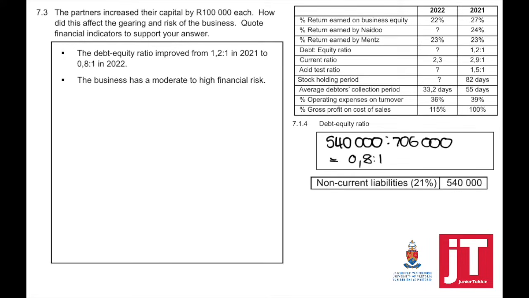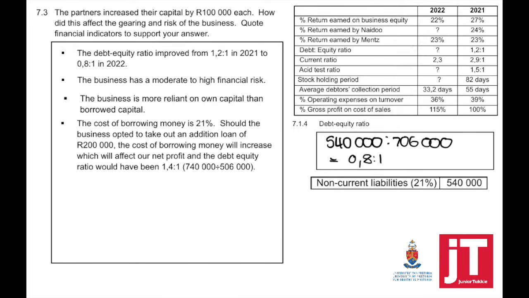The business has a moderate to high financial risk. But if we look at last year, they were more reliant on borrowed capital than owned capital, whereas this year, they are now more reliant on owned capital than borrowed capital. But it's still a moderate to high financial risk if we're looking at 0,8 to 1. Now, if we look at the cost of borrowing money, the cost of borrowing money is 21%. It's indicated there in brackets.